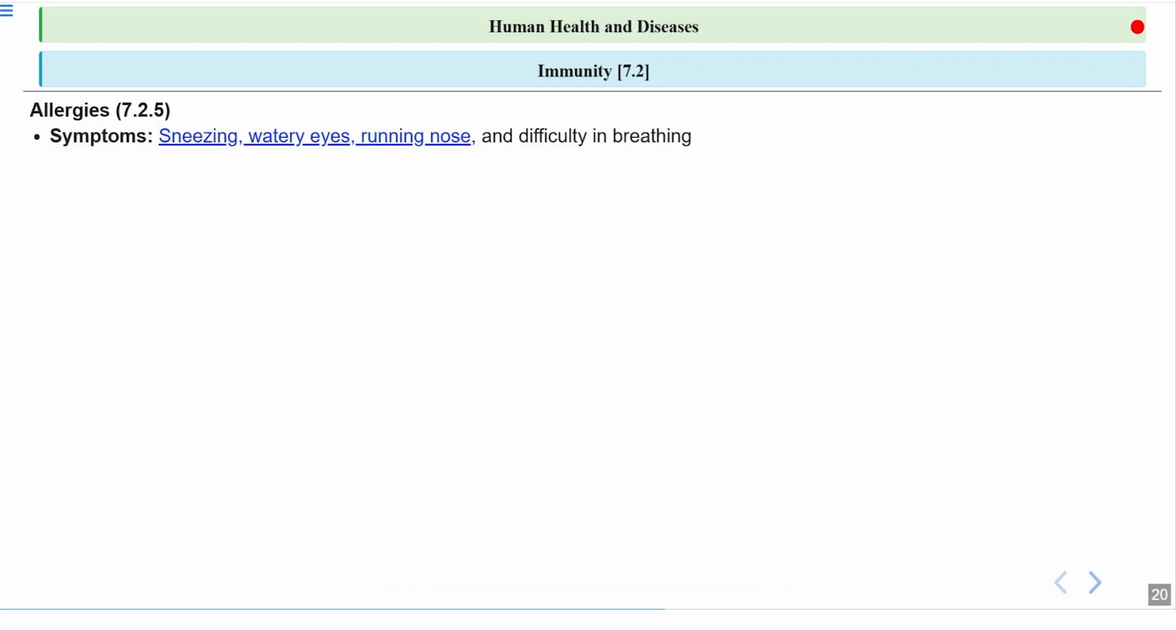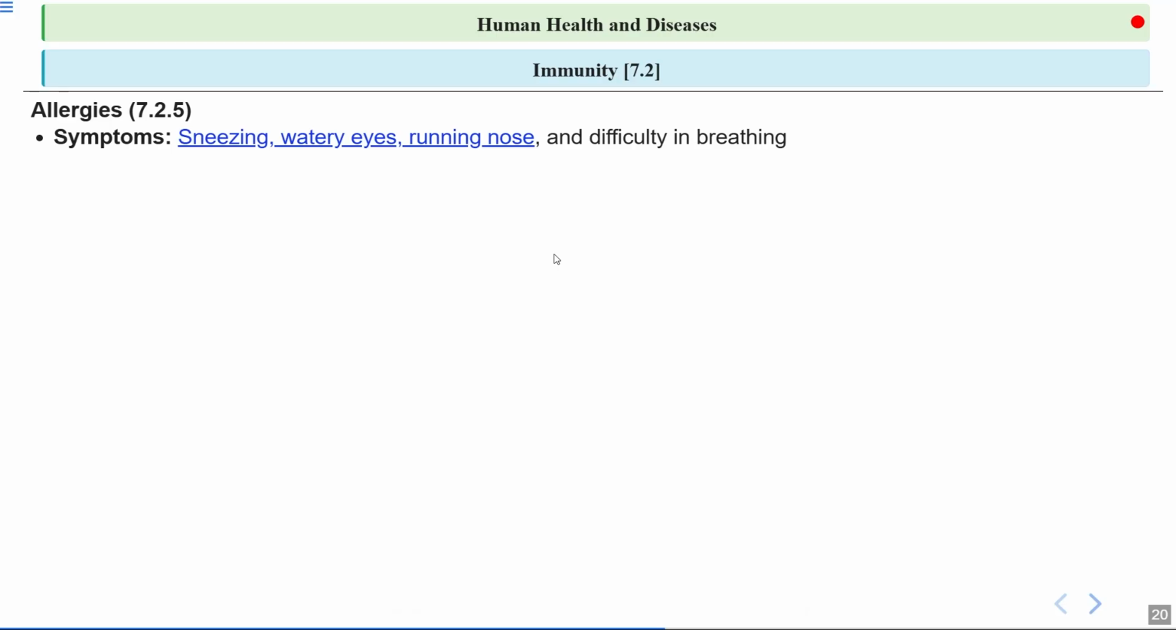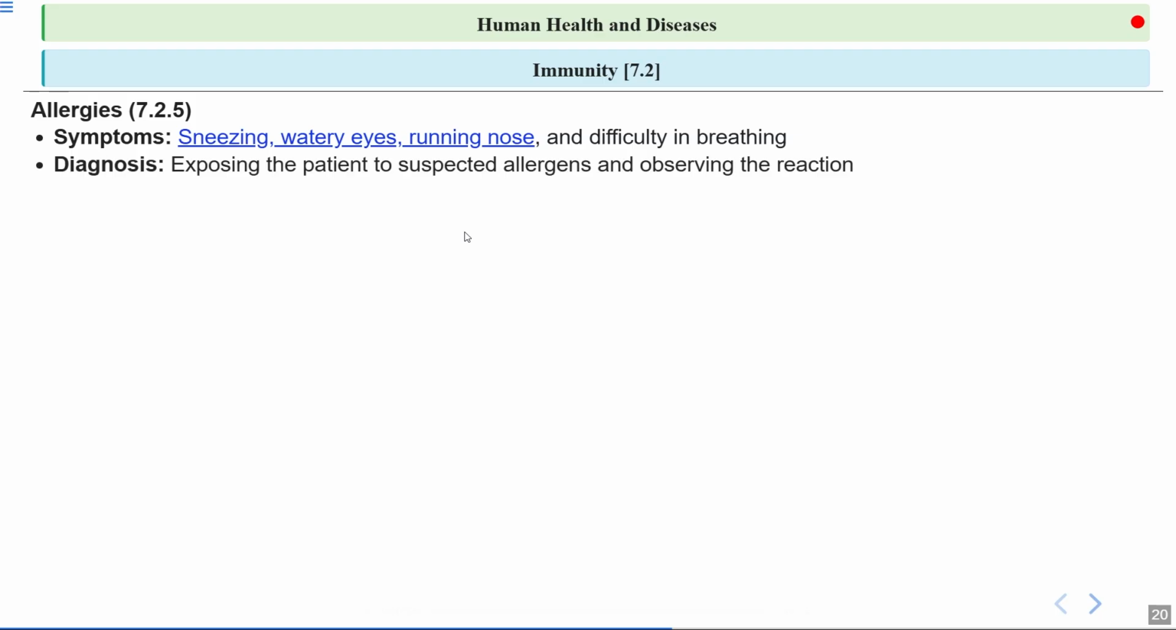Okay, let's talk about the allergies. What are the symptoms if a person has an allergy? So symptoms can be sneezing, watery eyes, runny nose, and difficulty breathing, which should be monitored closely. Okay, now let's talk about the diagnosis of allergies. A doctor often exposes patients to suspected allergens and observes their reactions. So doctors expose the individual to allergens, and then they observe what is happening to them.